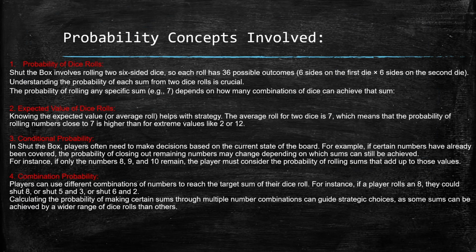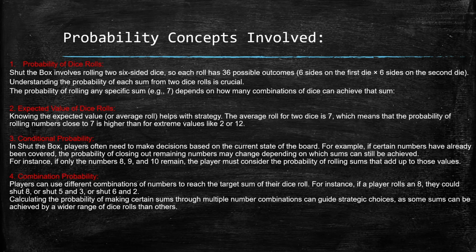Now we will discuss the probability concepts involved in our project. The first one is the probability of a dice roll. Shut the Box involves rolling two six-sided dice, so the total possible outcomes are 36, as we all know. The probability of a specific sum, such as 7, depends on how many combinations of it we can achieve, and the maximum number of combinations is for 7, as we all know.